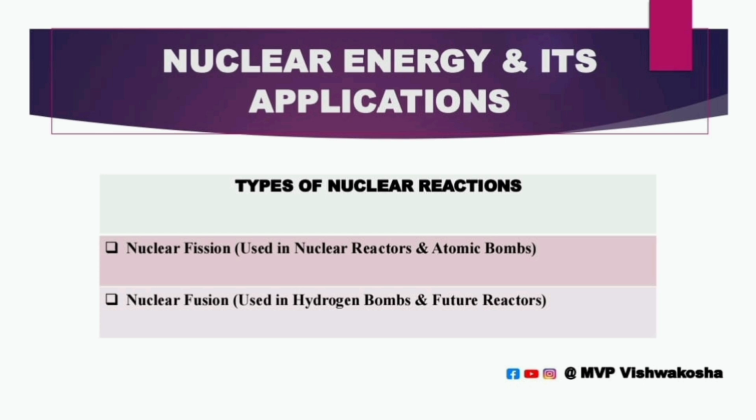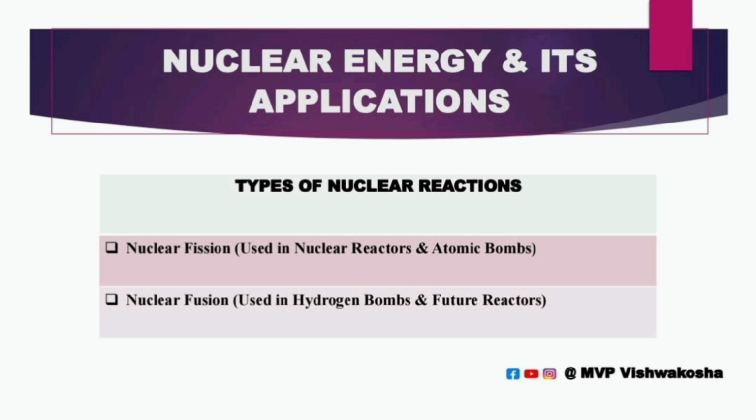Okay, that is about the two types of nuclear reaction: nuclear fission and nuclear fusion. Nuclear fission means a heavy nucleus splits into smaller nuclei, and nuclear fusion means two lighter nuclei combine to form a heavier nucleus. Okay, this difference you should know. Sometimes it will be a bit confusing, fission and fusion, so you have to be correct in those things.